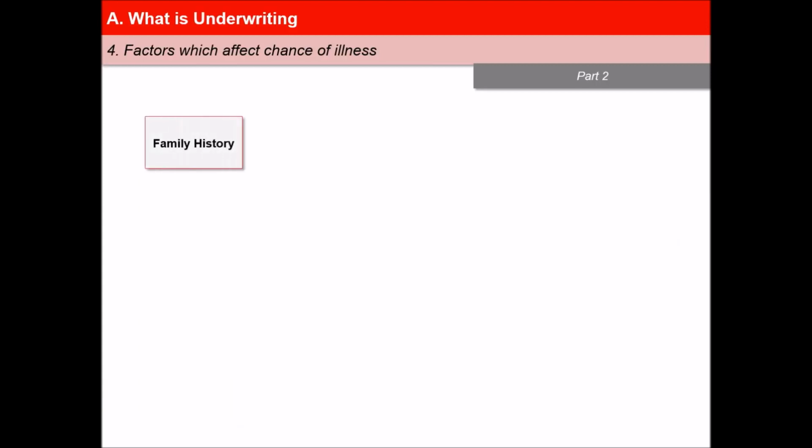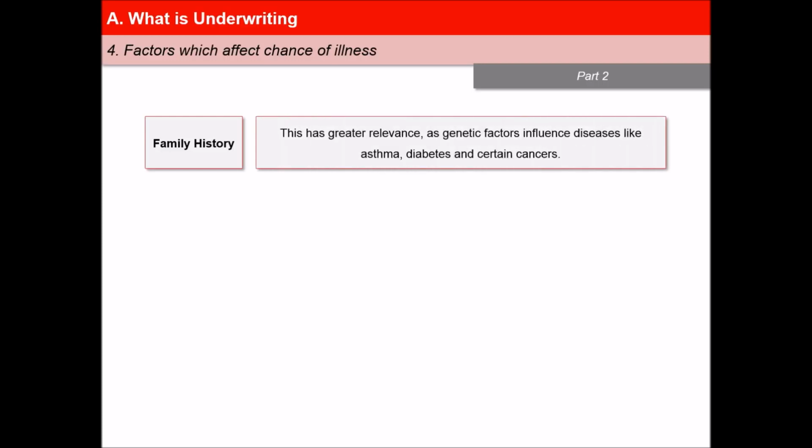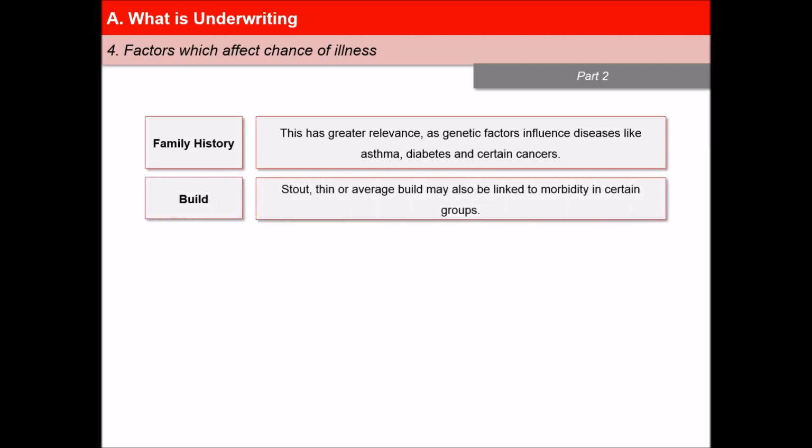Fourth, occupation. Extra risk to accidents is possible in certain occupations such as driving, blasting, aviation, etc. Fifth, family history. This has greater relevance as genetic factors influence diseases like asthma, diabetes, and certain cancers. This does impact the morbidity and should be taken into consideration while accepting risk.